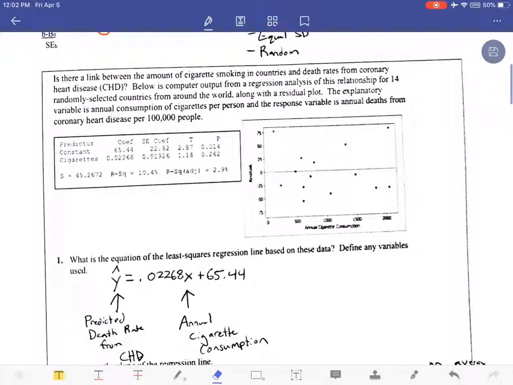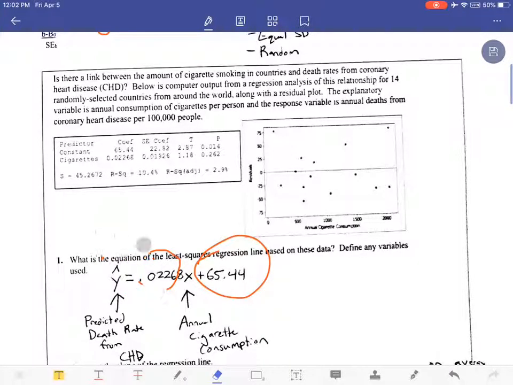So for number one, it's asking us, what is the equation of the least squares regression line based on data and define any variables? So this is something you already should know how to do. We're going to first just set up our variables. So we're going to have that y with the hat over it. That hat, remember, means predicted value. And then x. Now we just got to find what our slope and our y-intercept are going to be.